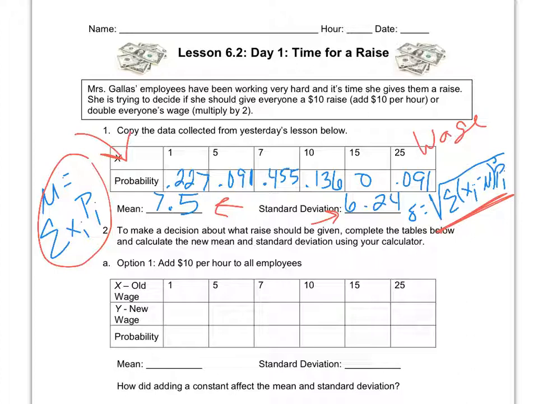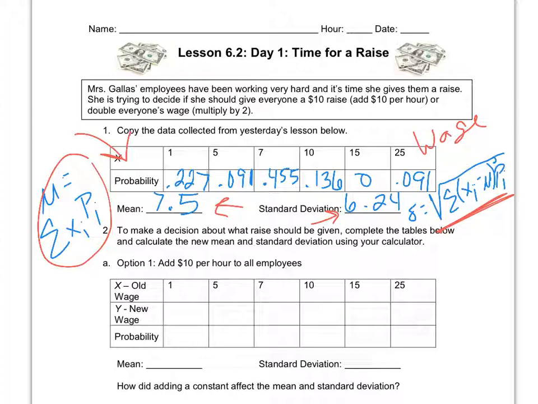So now let's look at what will happen if we manipulate this data. To make a decision about what raise should be given, if you read the beginning there, the boss is trying to decide what kind of raise she wants to give them: if she should give everyone a $10 per hour wage raise, so add $10 to everybody's wage, or double everyone's wage.